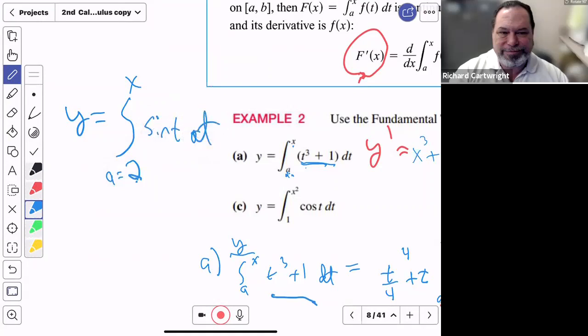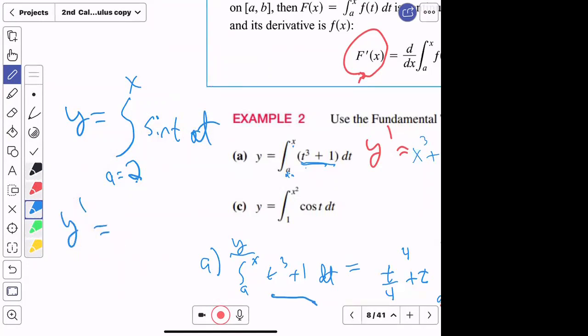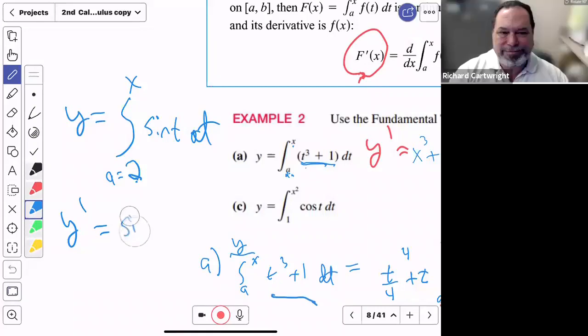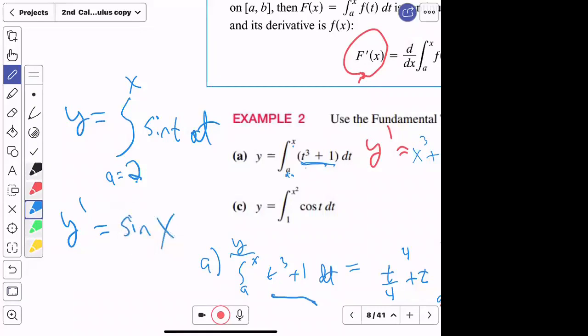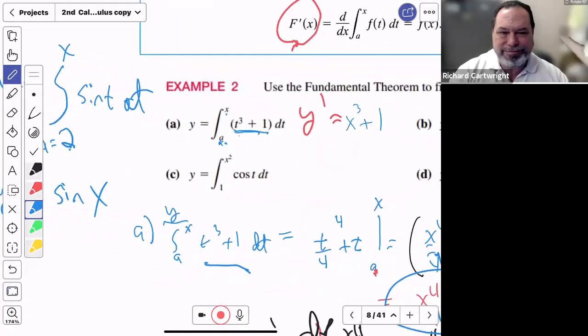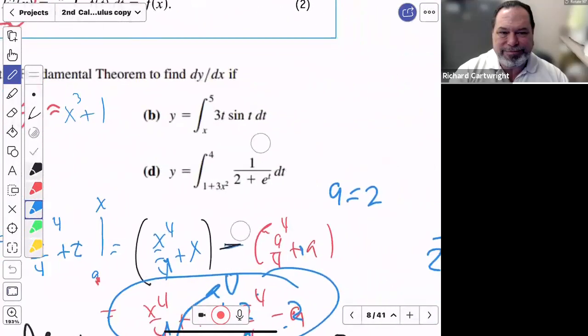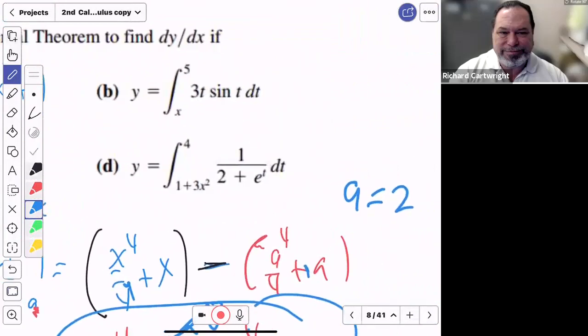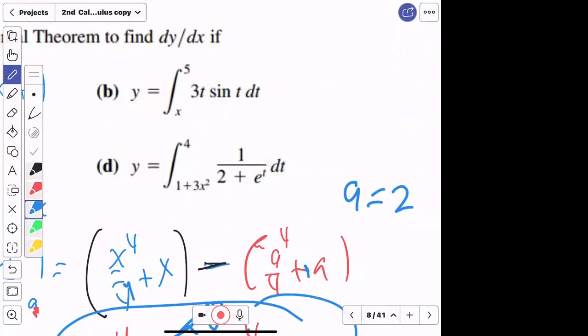Does anybody think they can tell me what y prime is without doing any work? I know it. What? It's sine x. You're right. Yes, you're right. And he saved himself hours of enjoyment. He cheated himself. Now, let's move on. B has an issue. Something is not matching up to the rule.